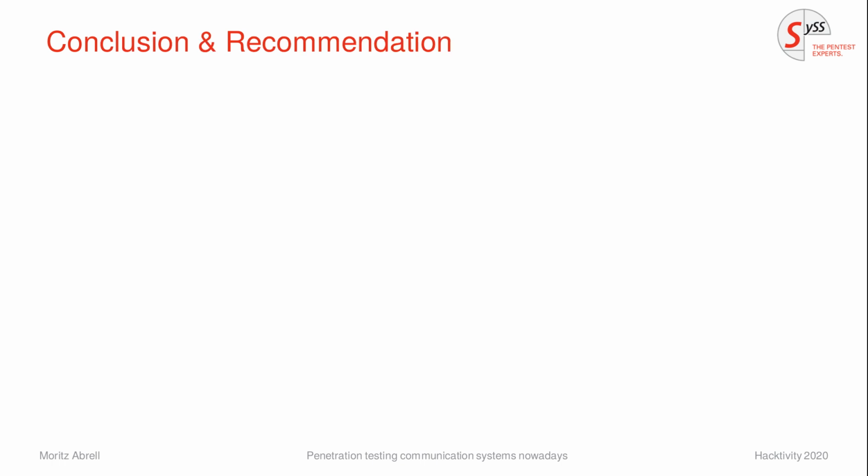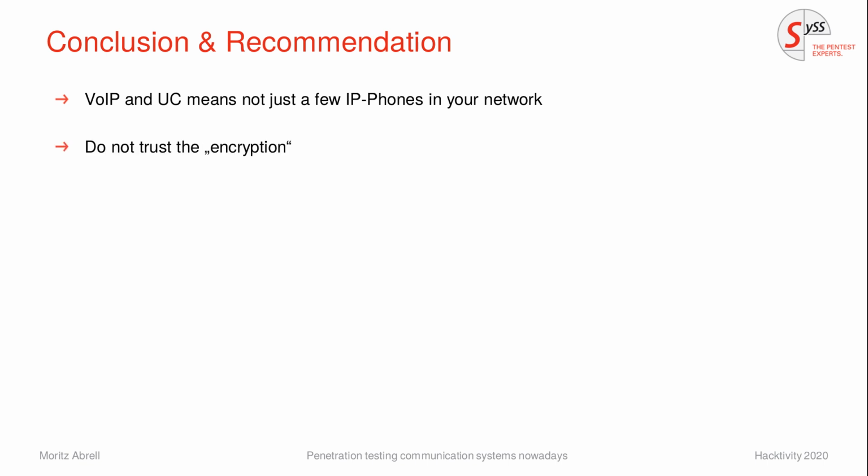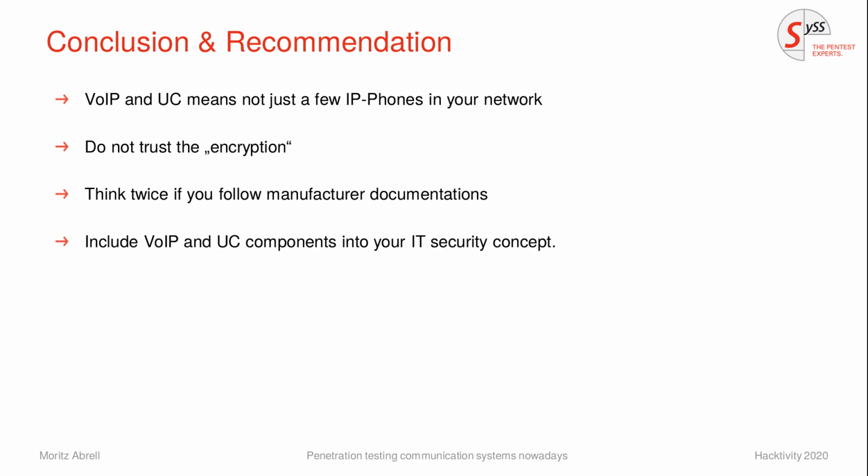Now we come to the conclusion and recommendation. Voice over IP and unified communication means not just to have a few IP phones in our network. Do not trust the encryption, which manufacturers often develop on a just-works principle. Think twice if you follow manufacturer documentations. Include voice over IP and unified communication components in your IT security concept. Do voice over IP and unified communication penetration tests.